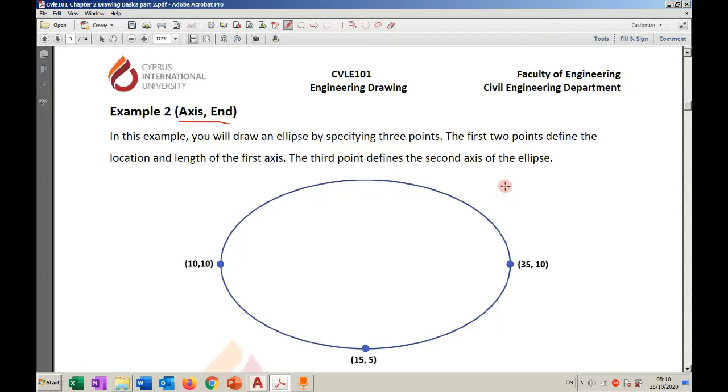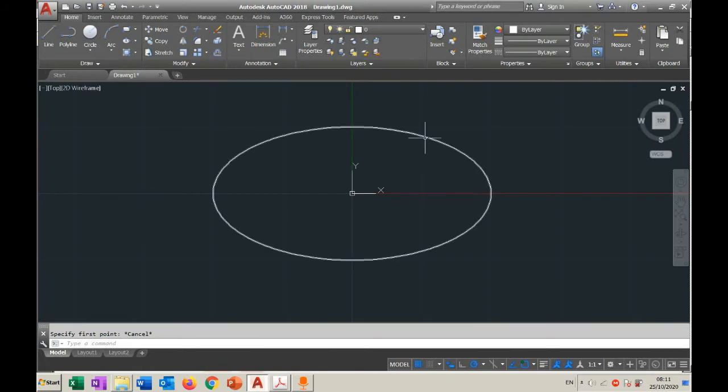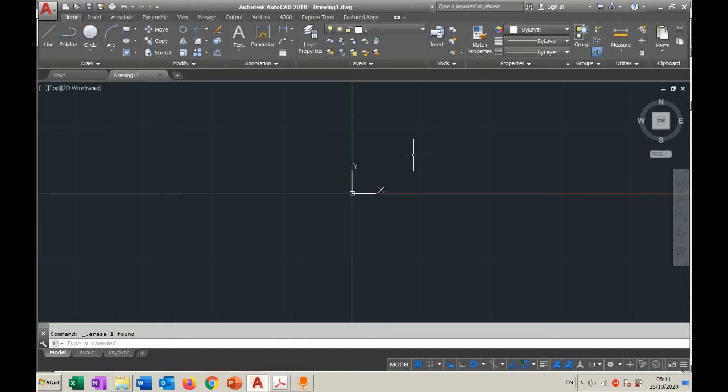Hello guys, welcome back. In this video we're going to talk about the second method, drawing an ellipse using axis end. Remember, this is nothing similar to the way that we draw an ellipse on paper. Nothing at all.